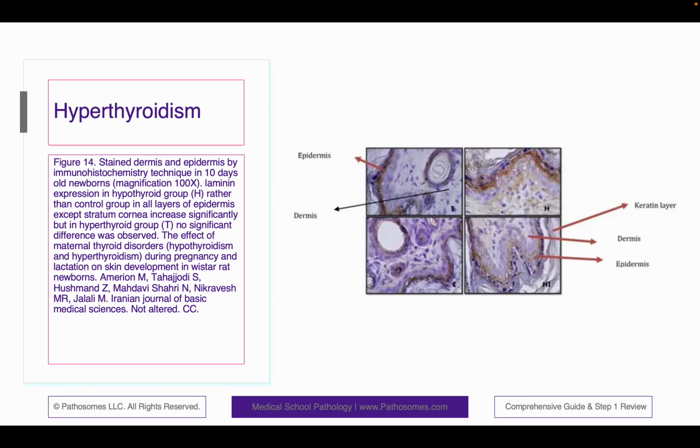And here we have stained dermis and epidermis by IHC in a hyperthyroid group as well as in the control group, noting the effect of maternal thyroid disorders during pregnancy and lactation on skin development in rats. This is for my MD PhDs out there. I haven't forgot about you.